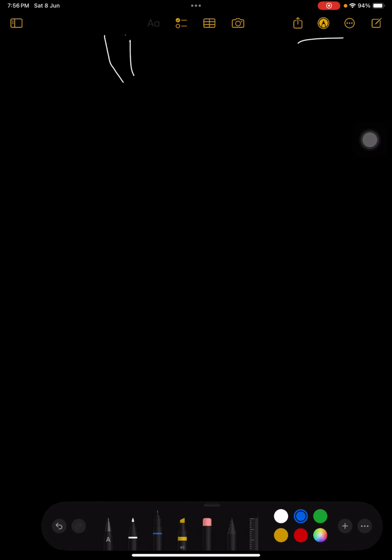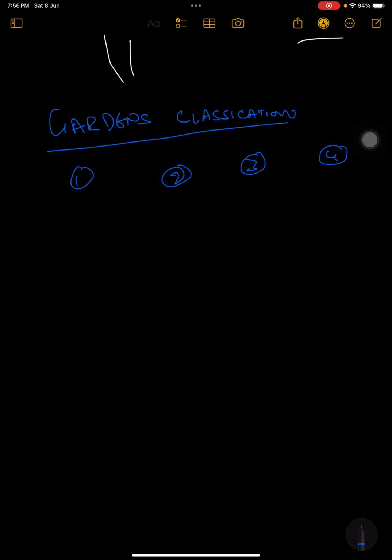Now the last classification, the most important one, is the Garden's classification. In the Garden's classification, the most important thing you have to remember is that there is type 1, type 2, type 3, type 4. Type 1 means there is a fracture, but this fracture is not completely displaced. There is a partial fracture, no displacement.